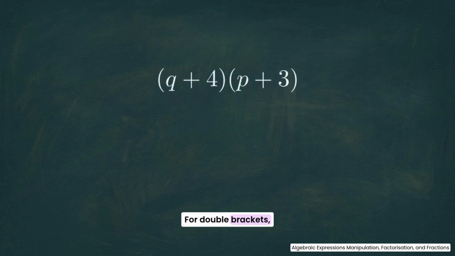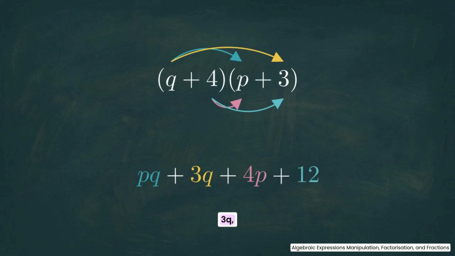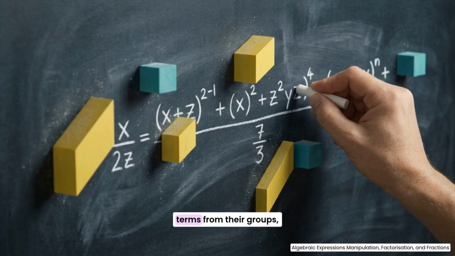For double brackets, the same logic applies. Every term in the first bracket must multiply by every term in the second. This systematic distribution generates 4 new terms: pq, 3q, 4p, and 12. Expanding brackets releases terms from their groups, making it possible to collect and simplify them.